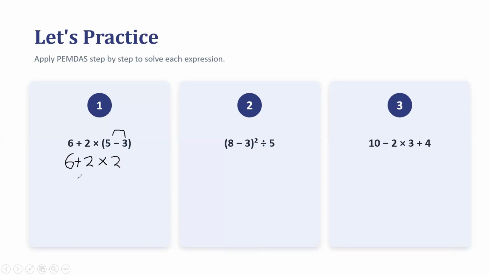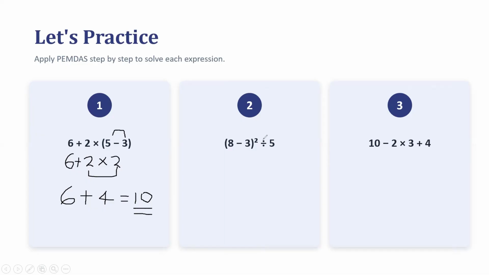Now, since we have this, the next thing we'll do is we'll look at our PEMDAS as well. And we'll see that we have multiplication. So we'll multiply these 2. And this will give us 2 plus 5 times 2, which should give us 10. So that is for question 1.